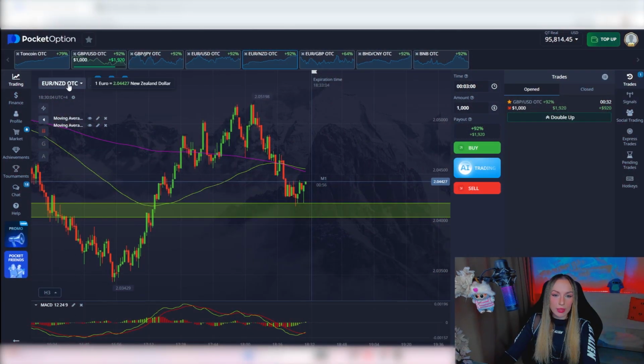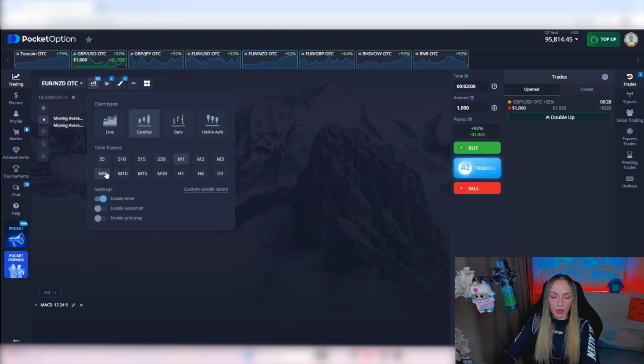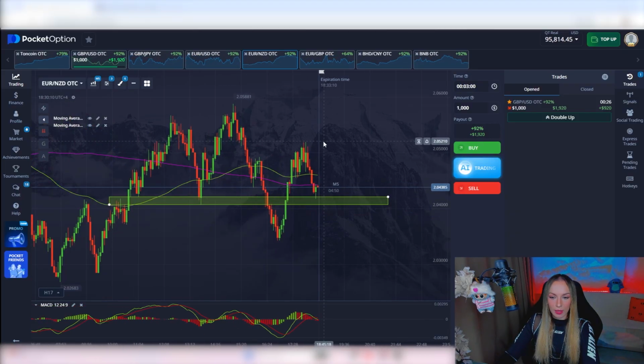Euro and New Zealand dollar is right on the support line that I found on 5 minutes chart. As you can see, here it was touching it, here it went up, touched up, here it broke the support level, and now it touches again. Maybe it will break it again, or maybe it will go up.